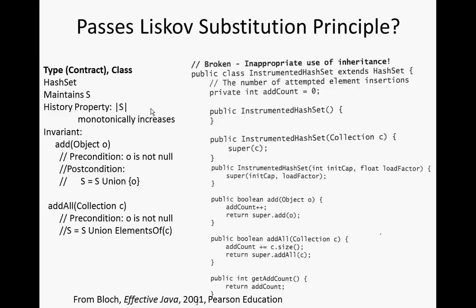It has this contract associated with it. This is all you know about it. From the Java libraries, this is all you know. You don't have access to the source code. You have add and add all. And now you're creating a subclass of this. Is there a subtype relationship here? If you do this, can you pass around an instrumented hash set as a hash set?